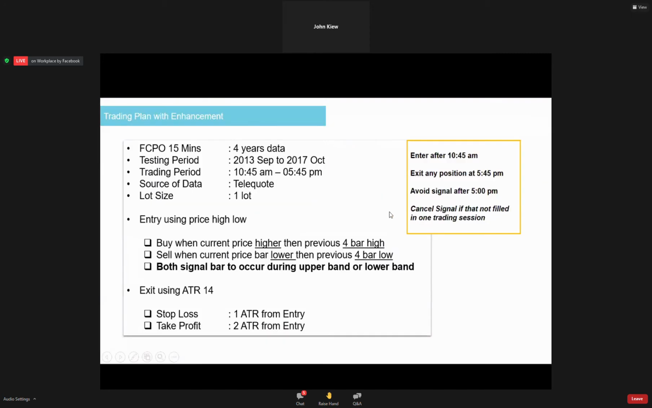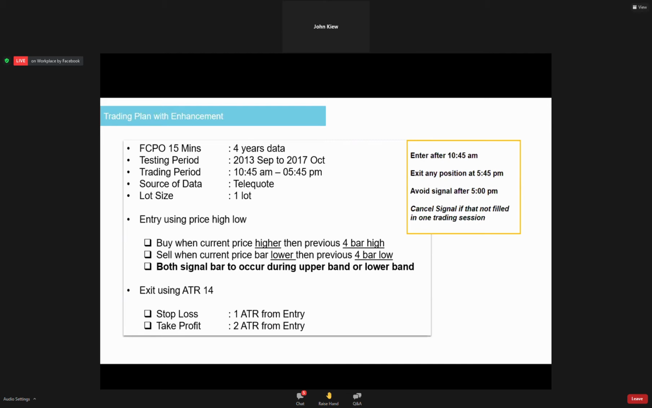Okay, so before we start the live simulation, just to lay down the rules again. This is the trading plan we're going to test today, and beside that, there's some rules we apply as well. We will apply this on a 50 minutes FCPO chart, the third month chart. We always trade the third month, and this is an intraday trading strategy.